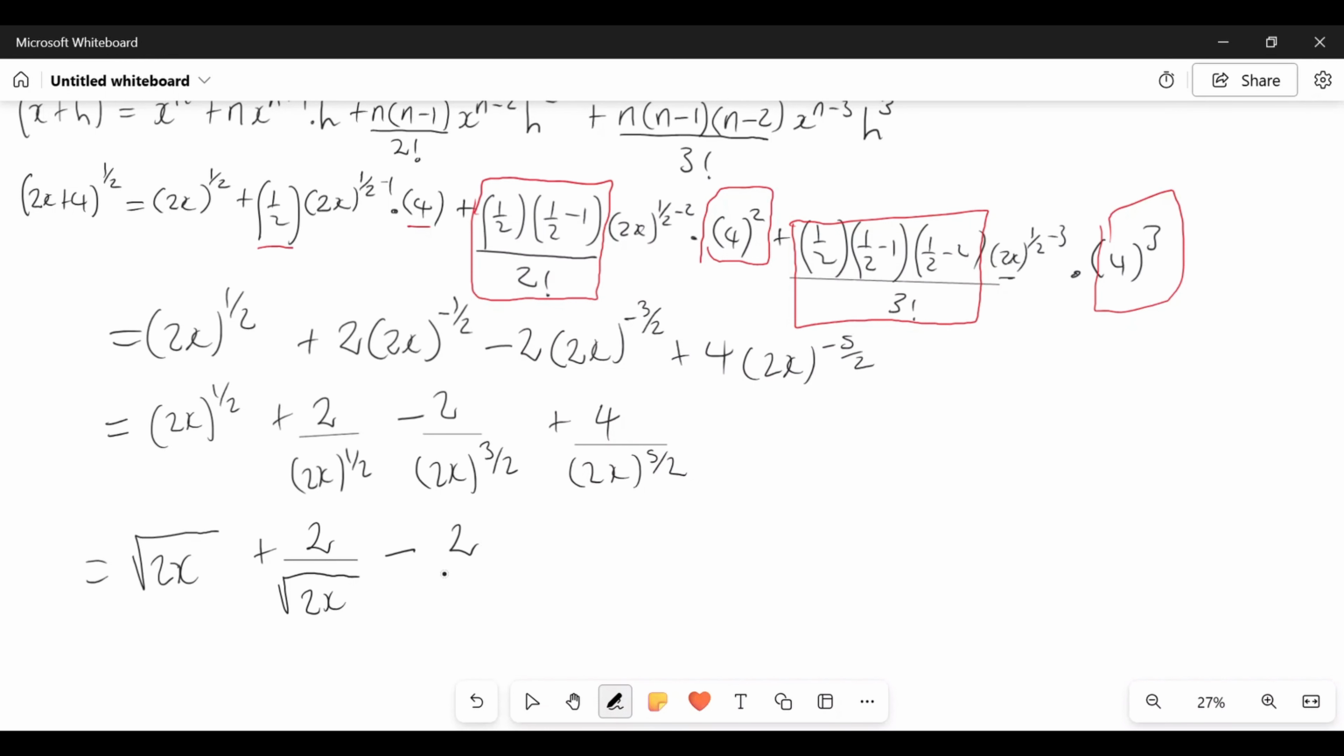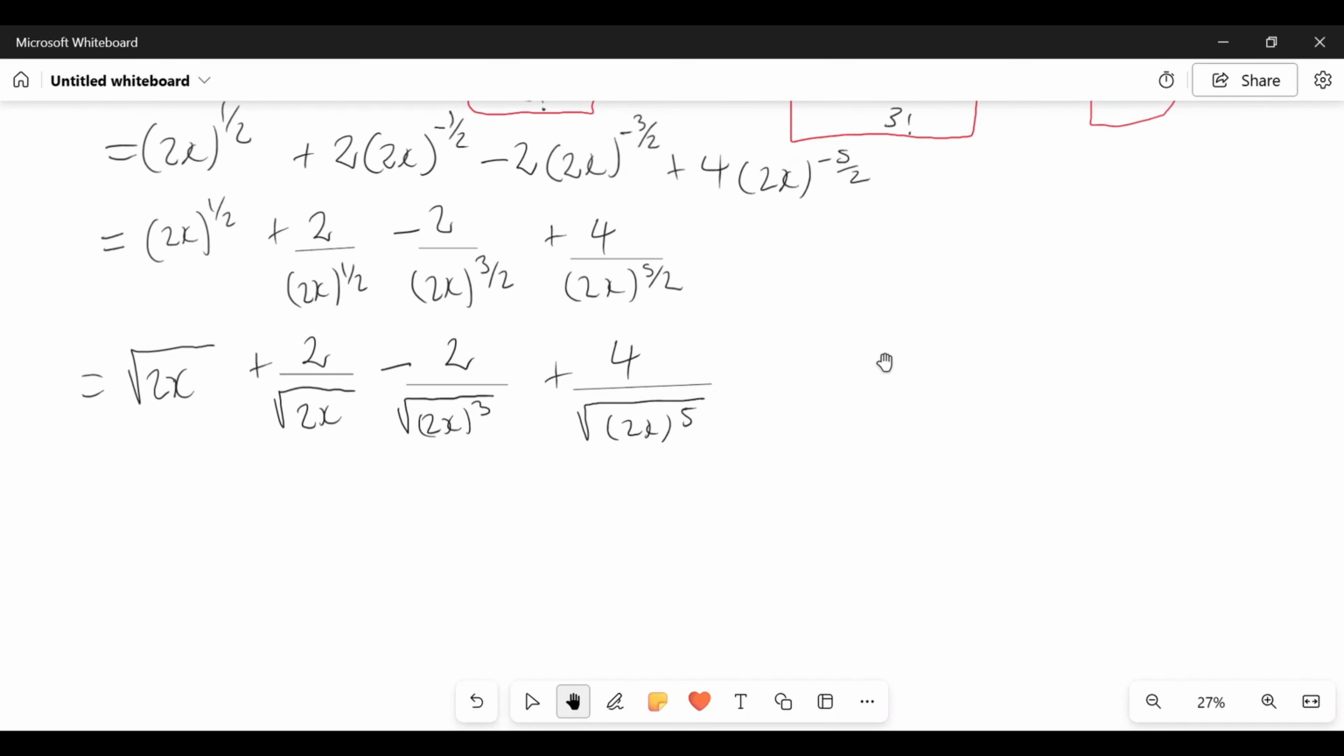On the numerator, we still have 2. And then on the denominator, we have root, right, 2x to the power of 3, right? And then we say plus, right? We have 4 there. And then on the denominator, we're going to have root of 2x to the power of 5. There we go. Right. We can even go further, guys, but this is the answer.